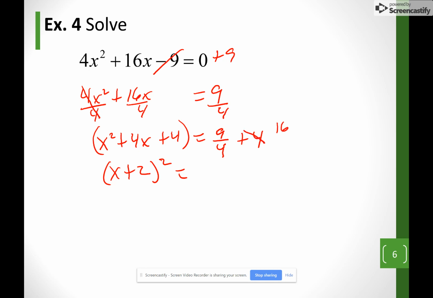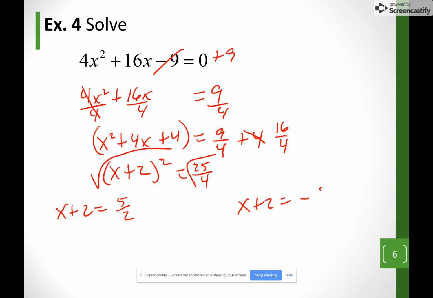4, I'm going to call that 16 over 4, right? I wanted a common denominator. So that gives me 25 over 4. Now I'm going to do the square root of it. So I get x plus 2 equals the square root of 25 over 4, that is 5 over 2. So that means that x plus 2 is also equal to the negative 5 over 2.